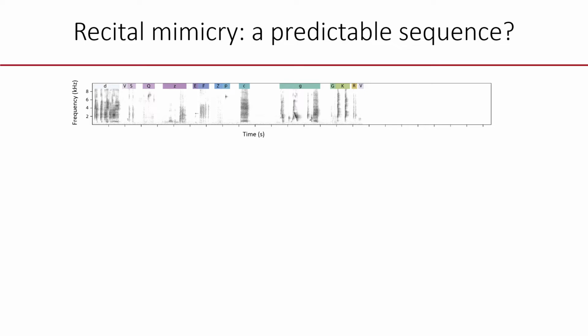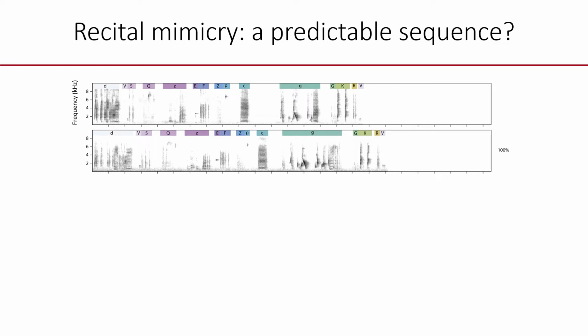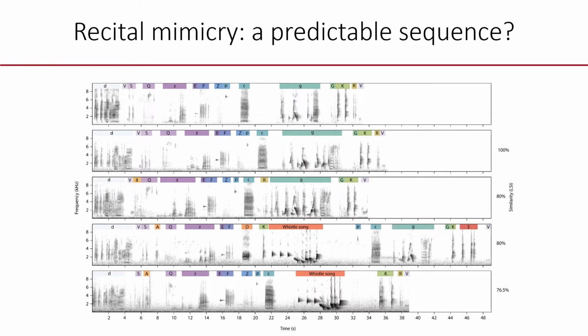So to illustrate, here is another sequence that is identical in its composition, so it has the same mimetic units in the same order. And here are some more sequences that are quite similar, so they share a lot of the same sequence units that are often in the same order, but they're not exactly the same.